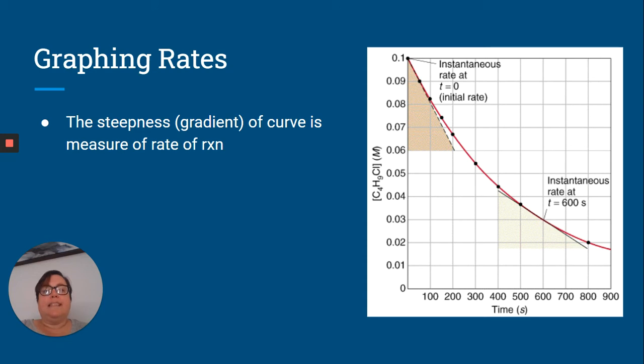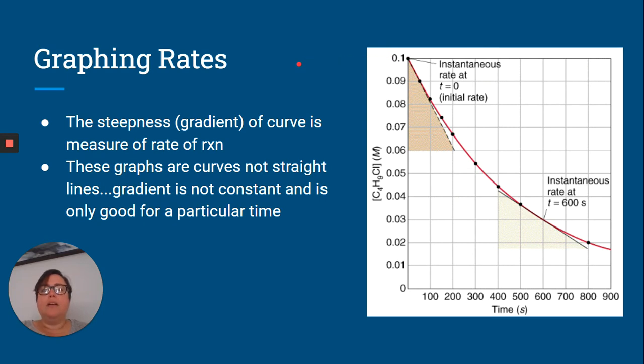Now we get the instantaneous rate from this. It's not a straight line, so it's not going to have a continuous rate. It's going to change as you're going throughout it. So it's an instantaneous rate, the rate at that precise moment in time.